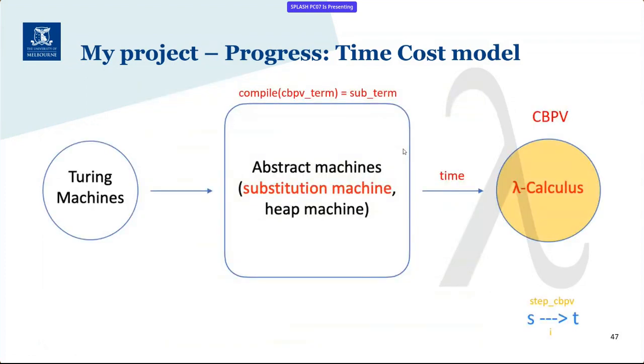Okay, so also just to quickly show how it worked for my proof of time. Essentially, if I have a lambda term called s in call-by-push value, and it can step into the term t under the stepping rules for call-by-push value in i steps, then inside the substitution machine, once I compile s into a program in the machine, it should also be able to step into another program that represents t, using the stepping rules for the substitution machine in pi steps, which is a polynomial of i. And so this is what I showed.